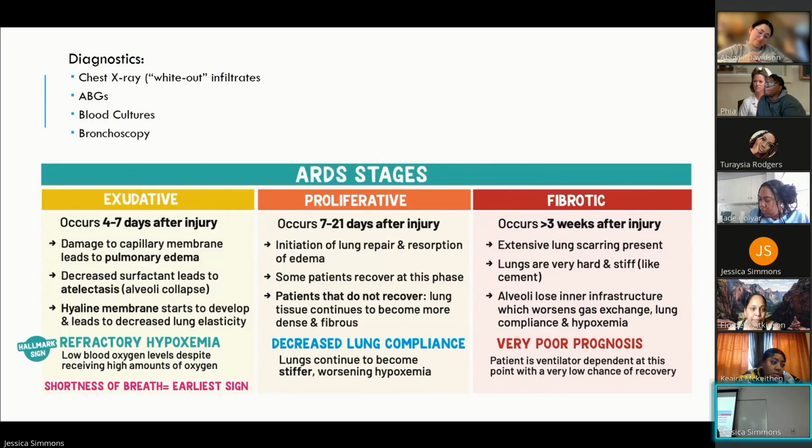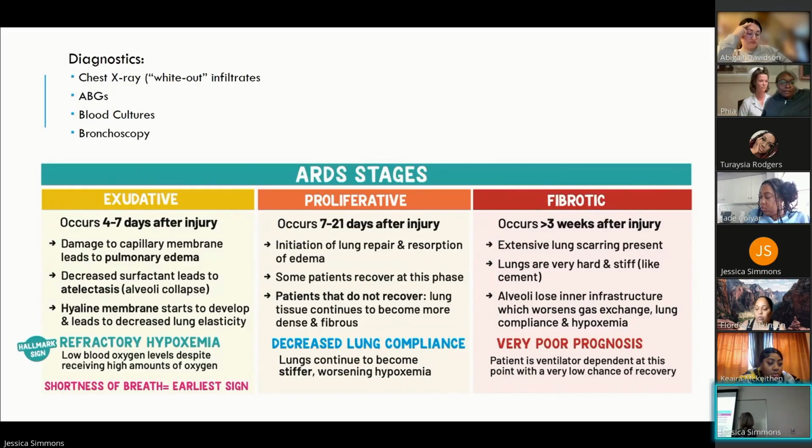So hyaline membrane starts to develop and leads to decreased lung elasticity. This is what makes the lungs stiff. You have refractory hypoxemia, which is a hallmark sign of your exudative phase, and it's low blood oxygen levels despite receiving high amounts of oxygen. And then, of course, obviously, we have shortness of breath. And that would be the earliest sign.